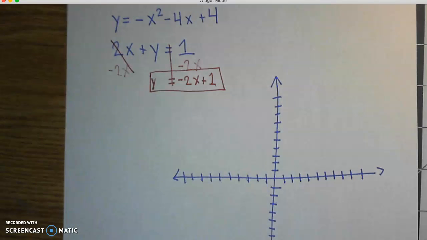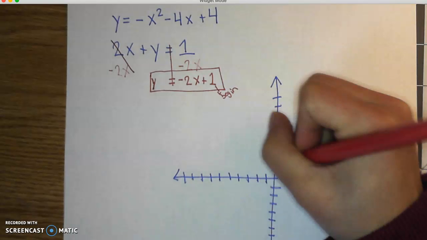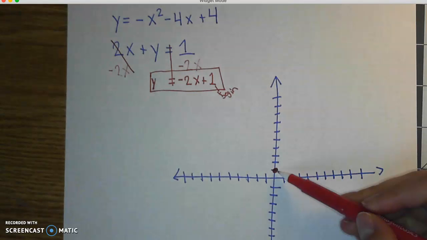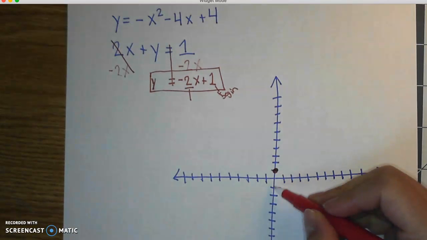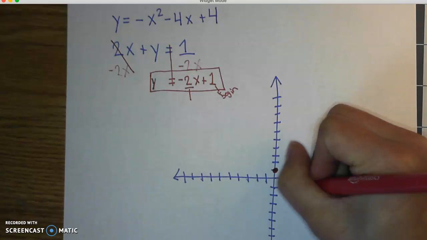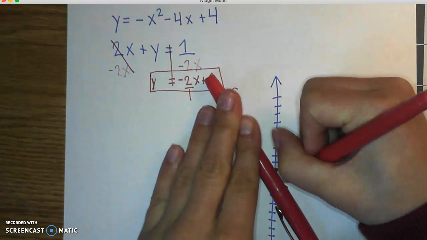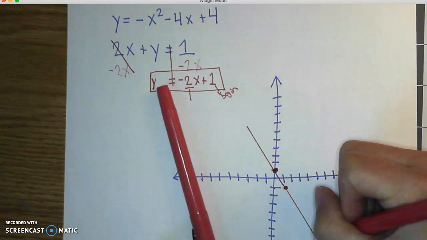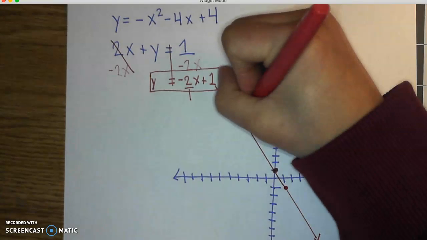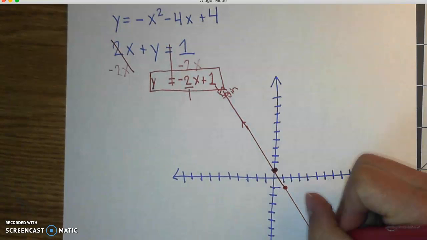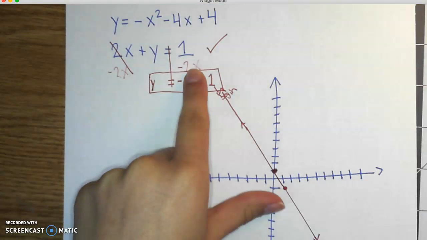Now I can graph this. So let's graph it. I begin at 1, right here, 1. My slope is -2 over 1. So I go down 1, 2, and I go over 1. And I'm going to graph my line. That's the first part. I'm actually going to extend my line in case I need it to be extended. Okay. So my first equation, my linear equation, is done.